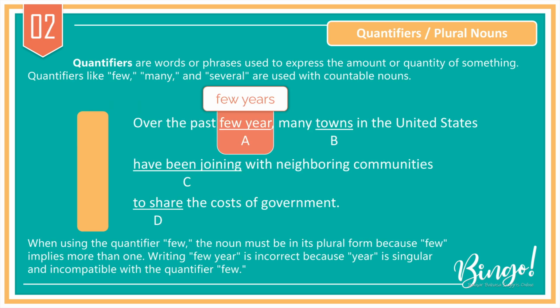Answer 2. Quantifiers are words or phrases used to express the amount or quantity of something. Quantifiers like few, many, and several are used with countable nouns. When using the quantifier few, the noun must be in its plural form because few implies more than one. Writing few year is incorrect because year is singular and incompatible with the quantifier few.